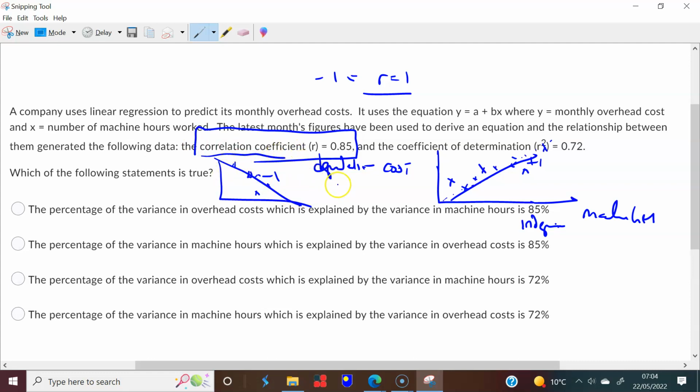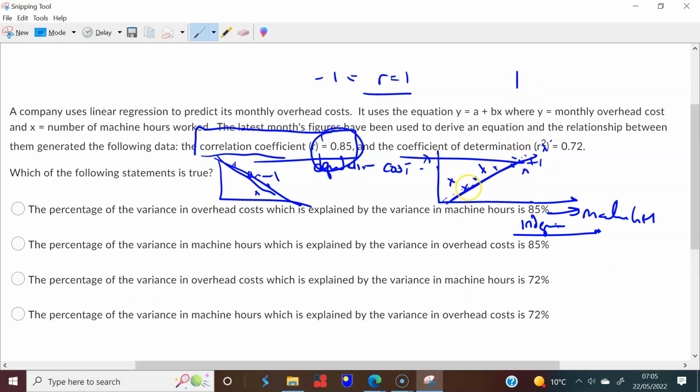But if we want to push this argument a bit further and say, does the independent variable cause this? The coefficient of determination is a measure of causation. It's saying, does this cause this? So what we do is we square this. Now here's the thing. Imagine this was 1 or -1, and you squared it. You literally get 1 again.